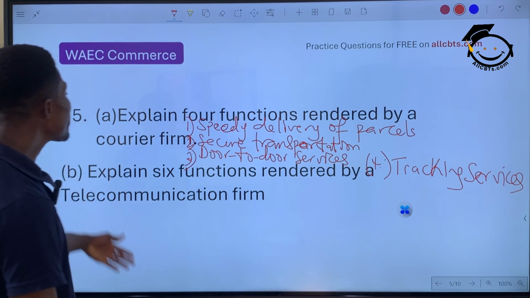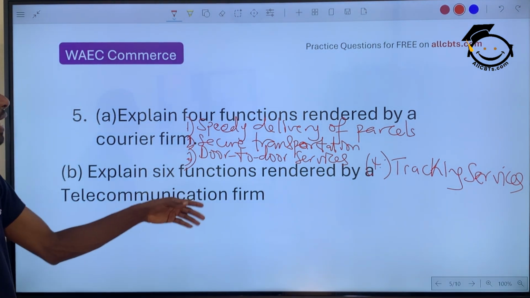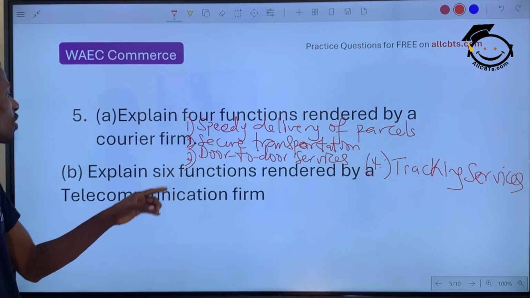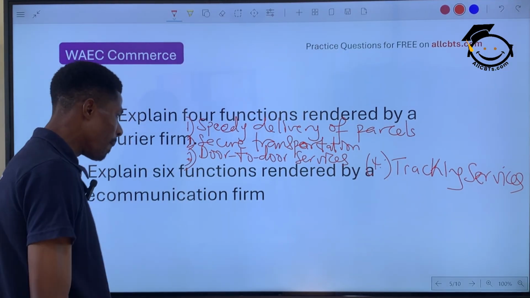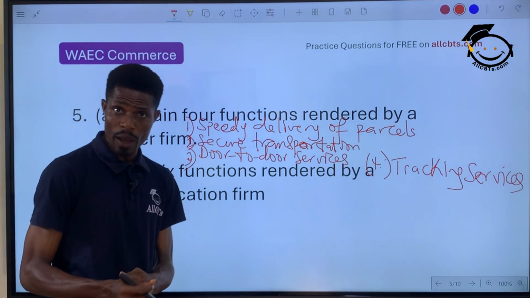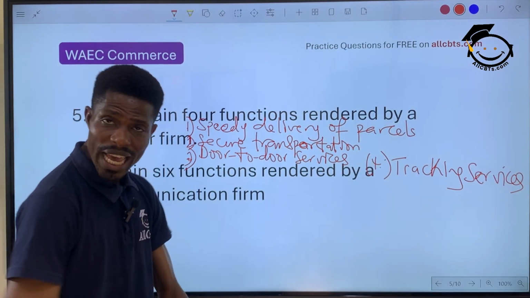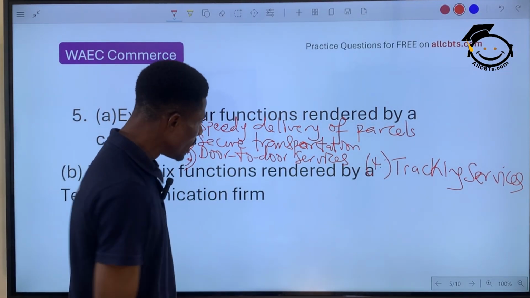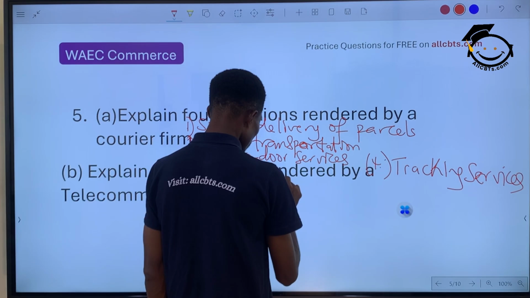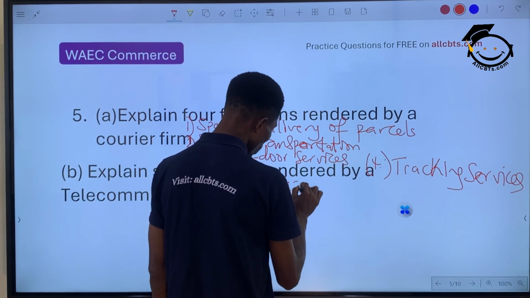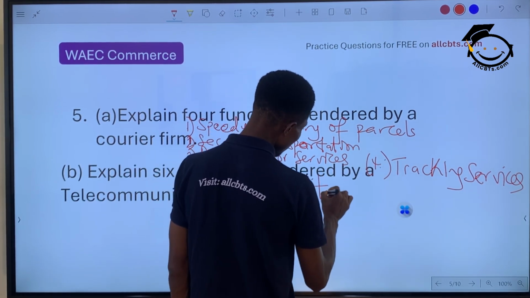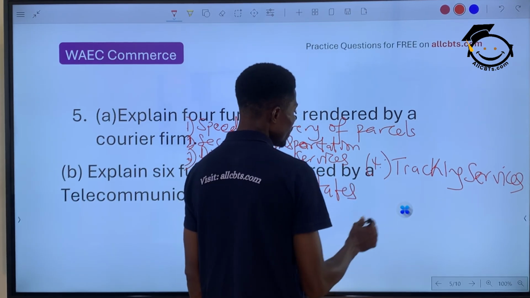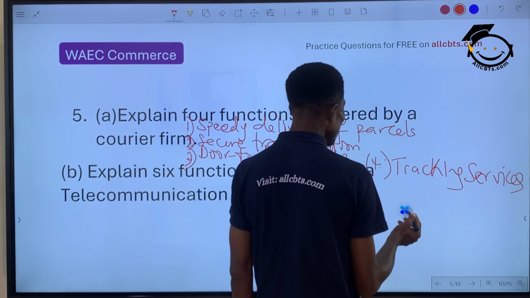Now, let's explain 6 functions rendered by a telecommunication firm. A telecommunication firm is a firm that is involved in the exchange of information. That's what they do. So the first thing is that they facilitate or speed up communication.